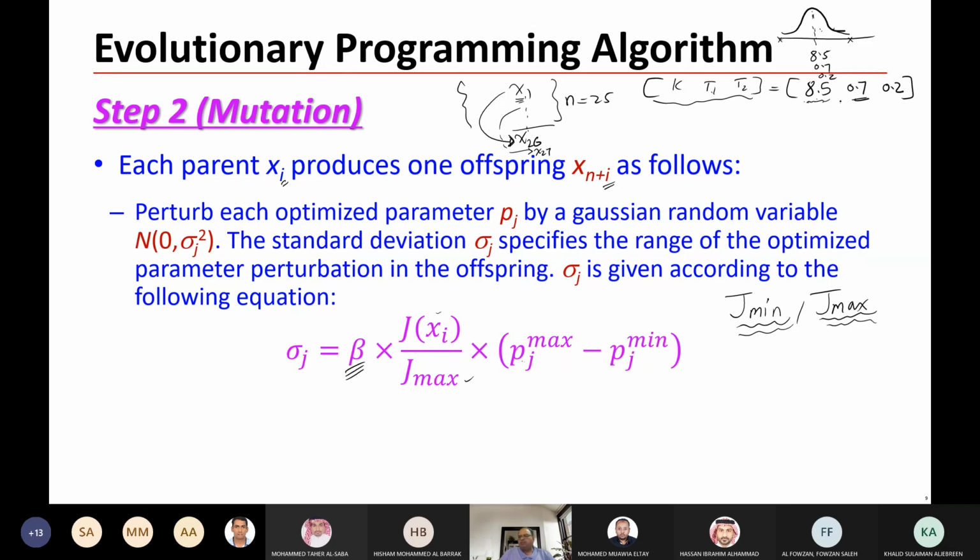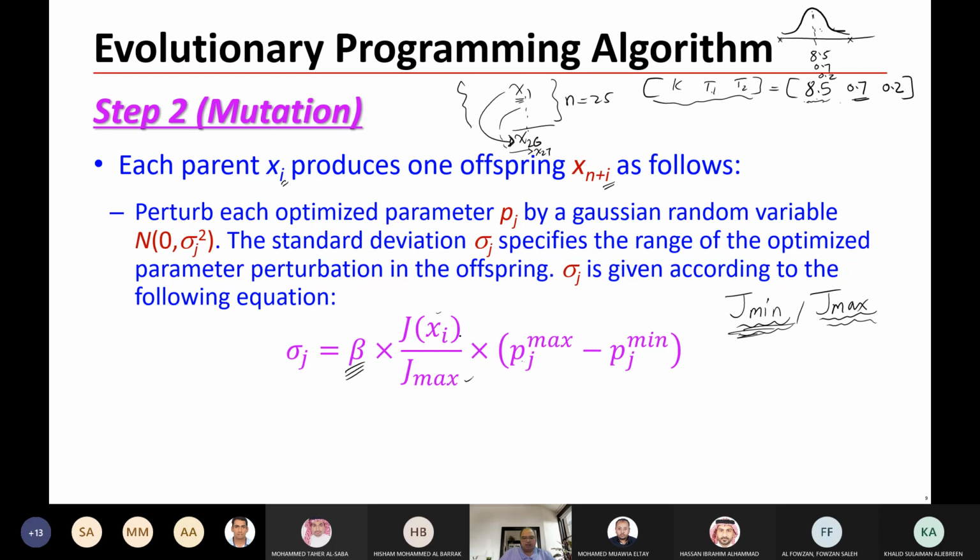But if this gives you J maximum, that means this is the worst solution. So what do you want? You want to go far from this solution, right? So you need to have a high, or large, standard deviation. But for J minimum, you need the standard deviation to be very, very low in order to keep the perturbation very close to the original value.